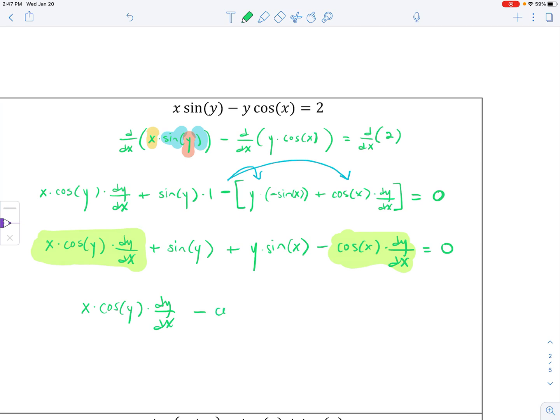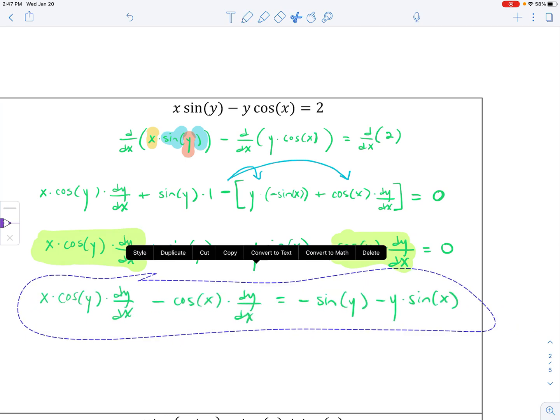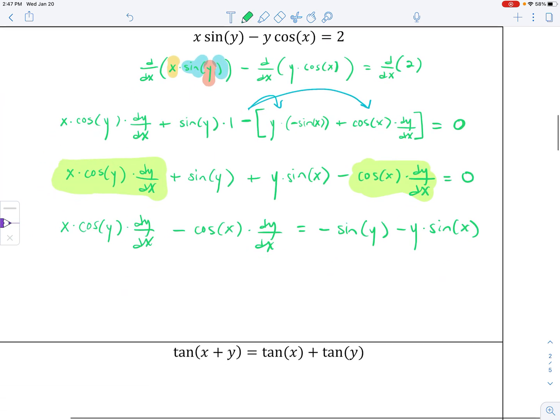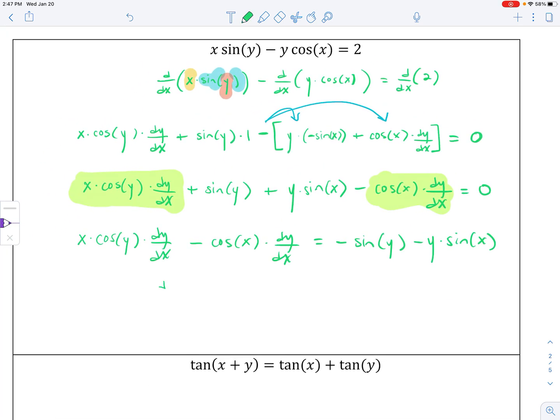So on the left, we'll have x times cosine of y times dy over dx minus cosine of x times dy over dx. And I realize that some of you might be to the point where you can just factor out the dy over dx in this same step. And if you are confident doing that, go for it. Okay, so factoring that dy over dx out on the left.